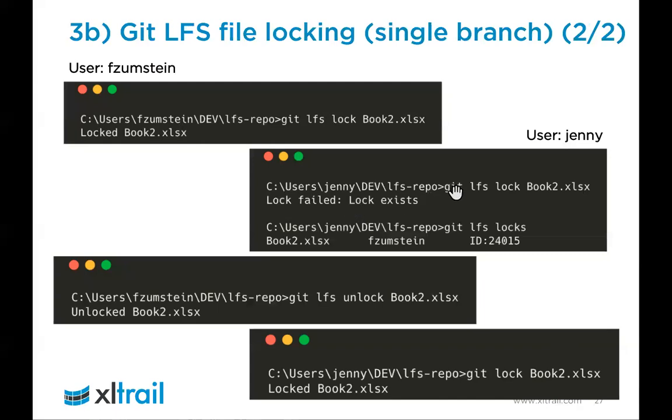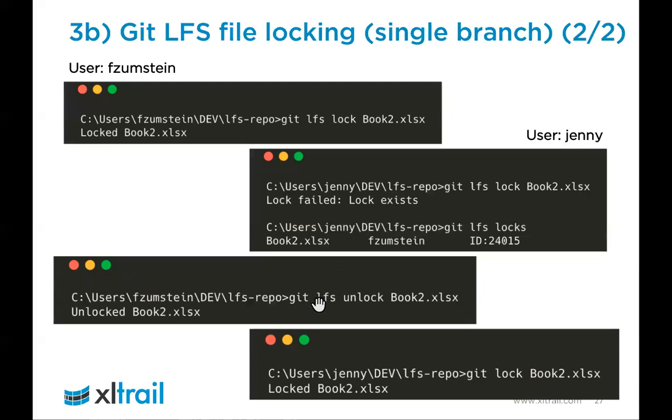Then Jenny, at the same time while I do some changes, wants to do some changes too. So she does the same. She says git LFS lock book 2, but now she gets the message that the lock failed because the lock already exists. So what she can do now is say git LFS locks, and she will see that it's actually me who owns the lock. So she can then go back to the chat and ask me if I intend to leave it locked for much longer, or if she can do her 5-minute change somewhere in between.